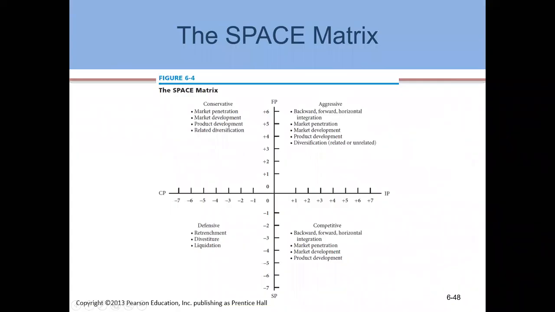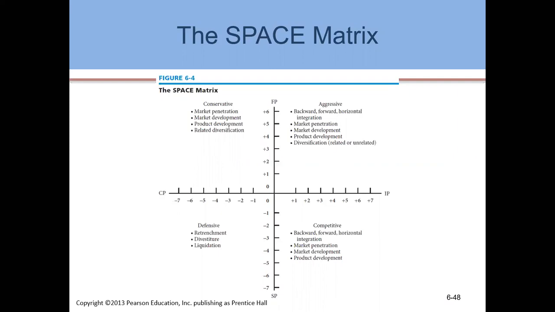Now we are moving towards the second matrix in the matching stage, which is the space matrix. It is a quantitative matrix in which we'll do certain calculations, and a very detailed analysis would be required to make the space matrix. In the space matrix, as you can see in the graphical representation in front of you in the slide, there are 4 quadrants.